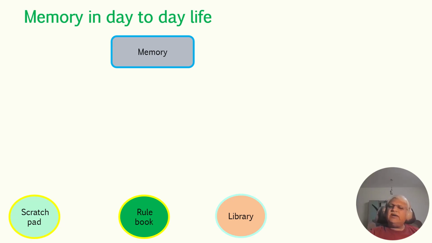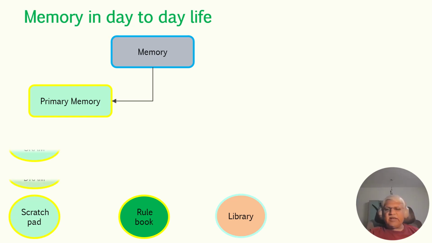This way I wanted to connect the different memories we use to the chip context. In the chip context, the memory is mainly divided into two types: one is primary memory and the other is secondary memory. Let us know more about the primary memory.